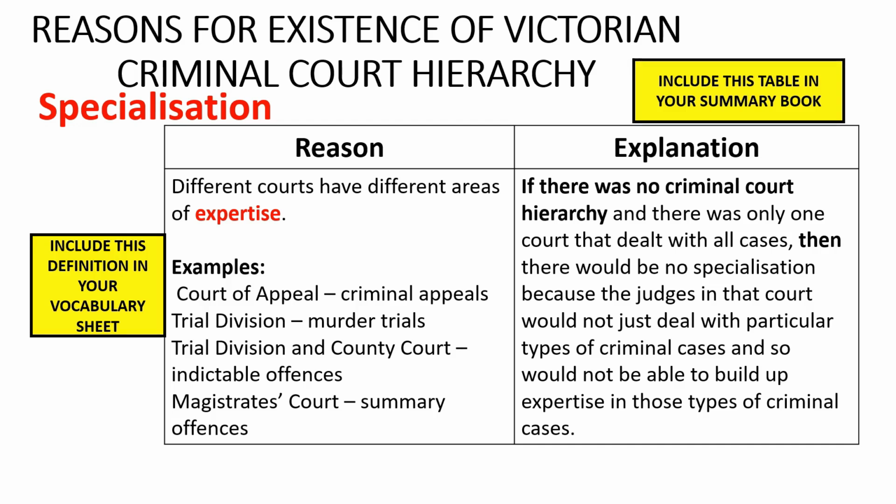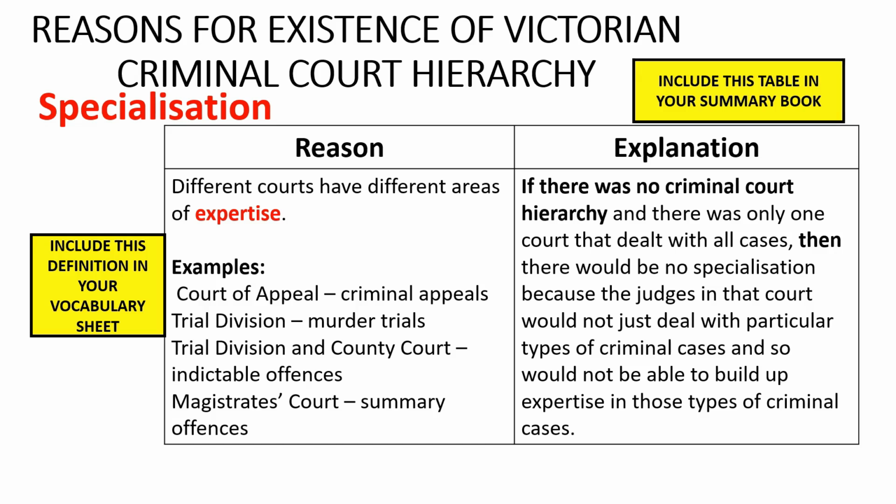Now you can see why we need to have a Victorian criminal court hierarchy for there to be specialisation. This is because specialisation can only happen where there are different courts, so that the judges in those courts are always dealing with the same types of criminal cases. It is in this way that those judges will become experts in particular types of criminal cases. It's like playing soccer. The only way you can become an expert at playing soccer is if you practice playing soccer every day. It is unlikely that you'll become a top-class soccer player if you only play soccer on Mondays and play tennis, football, table tennis, cricket, volleyball, and water polo on the other days of the week.